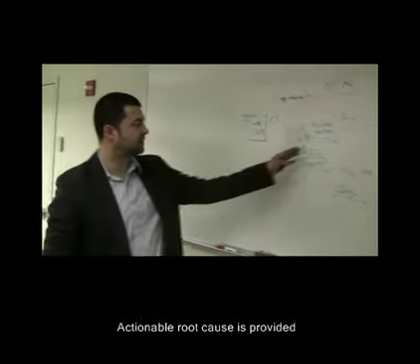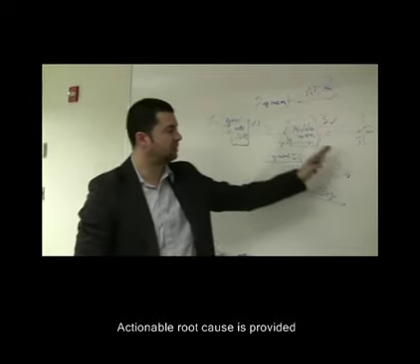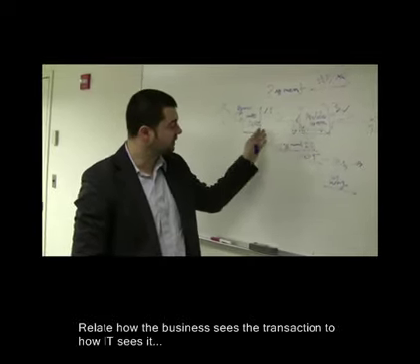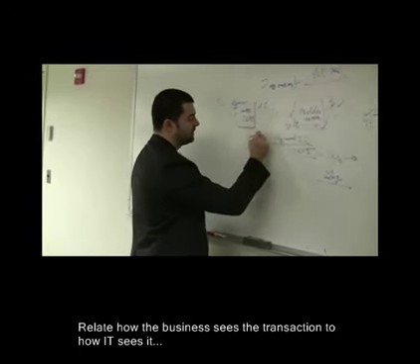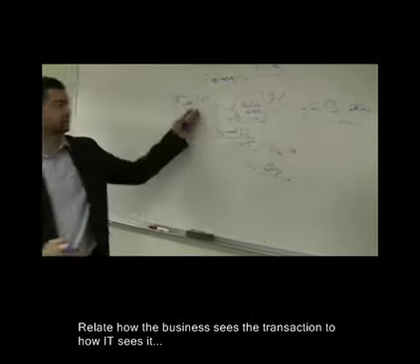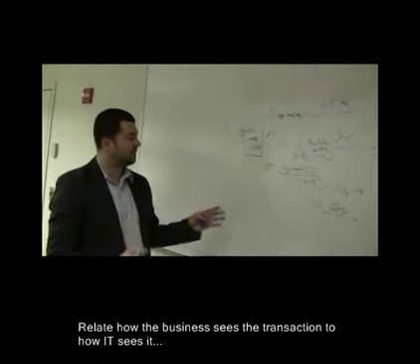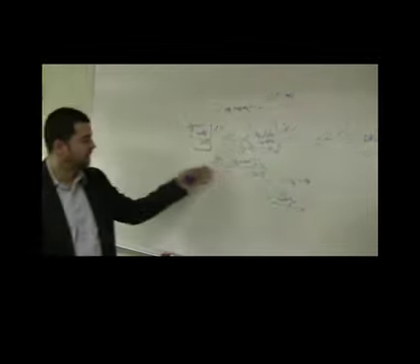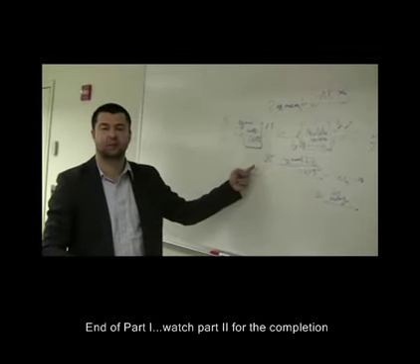Is it because it was sitting on a database? Is it because a database call was slow? Or is it because it's sitting somewhere in the queue? So we can relate how the business understands the business transaction to how IT sees it in the underlying environment. That's one use case of following the transaction flow through the environment and relating that transaction to the actual business concept or business transaction.